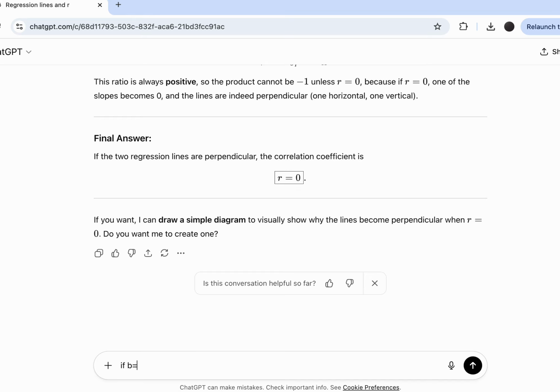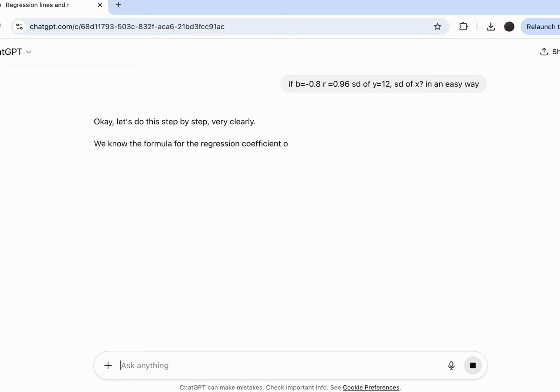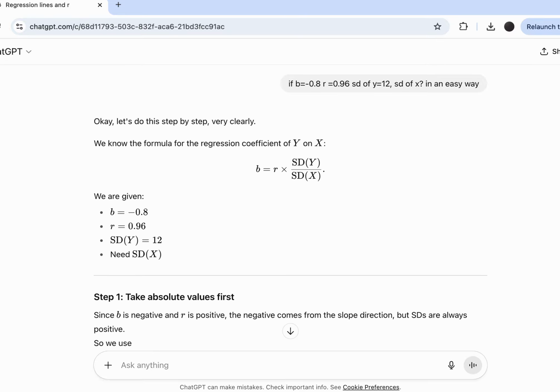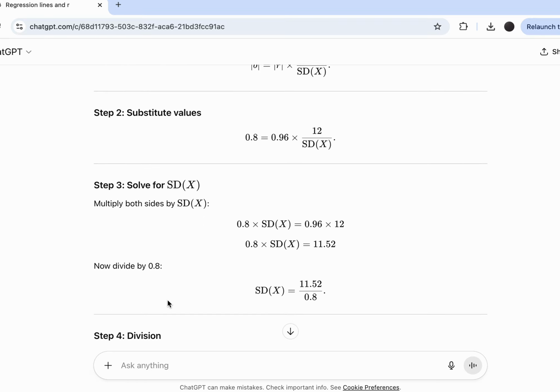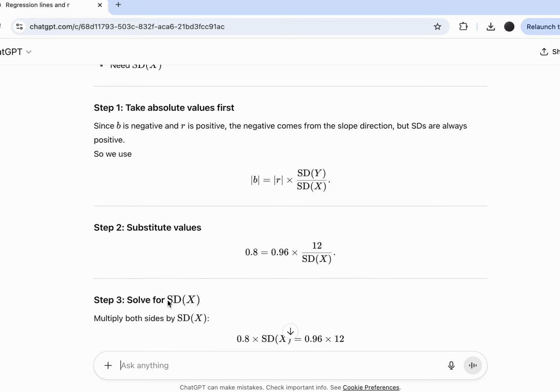If b is equal to minus 0.8, r is equal to 0.96, st of y is 12, st of x is equal to, in an easy way. So this is the agenda we are after. Yeah, I was sort of there, but I did not really work my way through it.